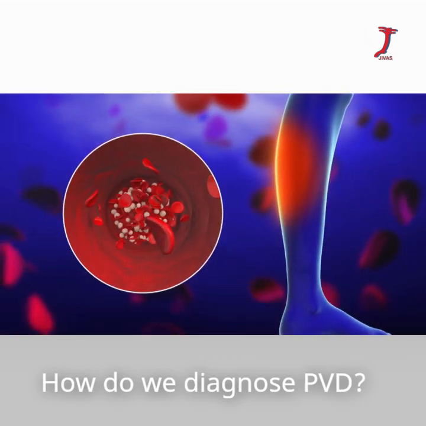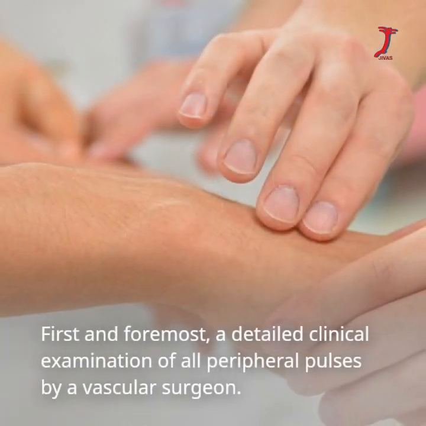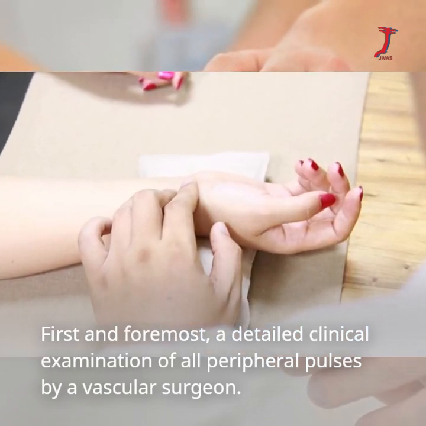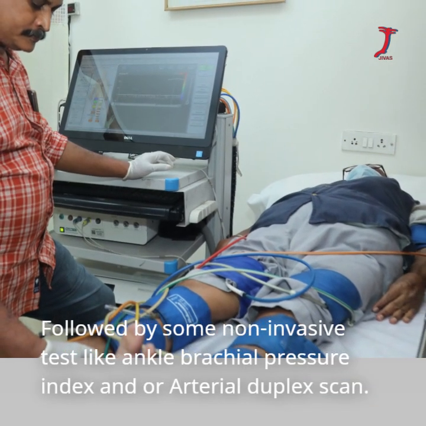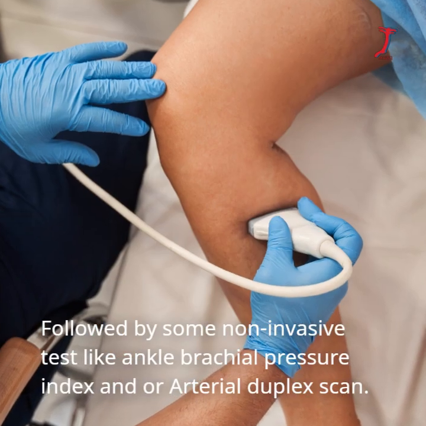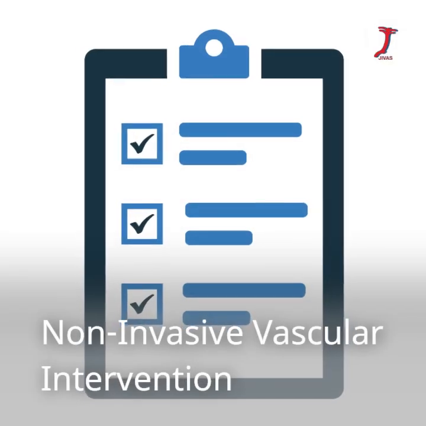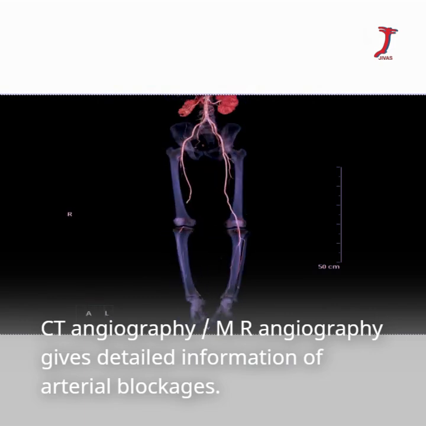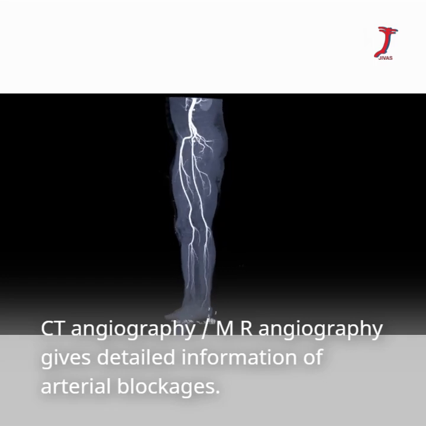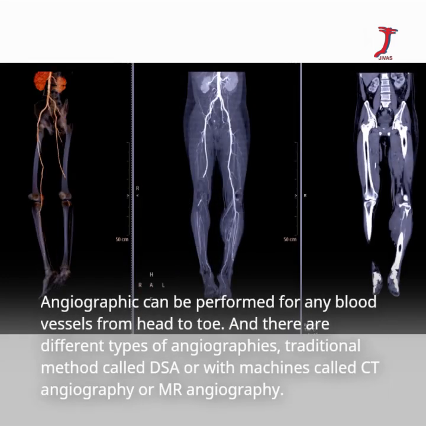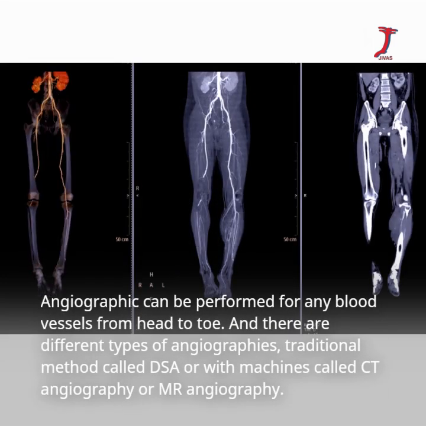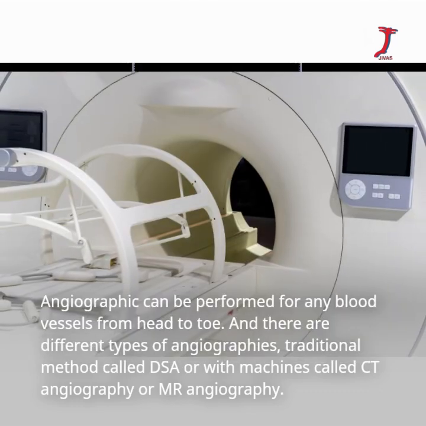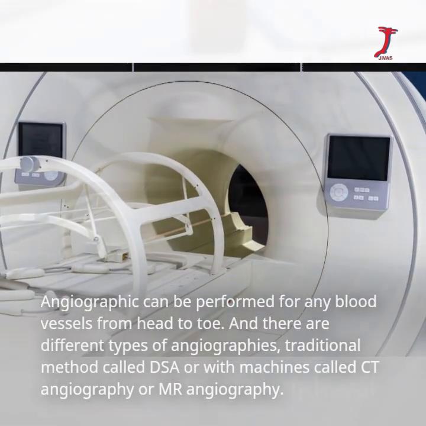How do we diagnose PVD? First and foremost, a detailed clinical examination of all peripheral pulses by a vascular surgeon, followed by some non-invasive tests like ankle brachial pressure index and or arterial duplex scan. CT angiography and MR angiography give detailed information of arterial blockages. Angiography can be performed for any blood vessels from head to toe. There are different types of angiographies: the traditional method called DSA, or with machines called CT angiography or MR angiography.